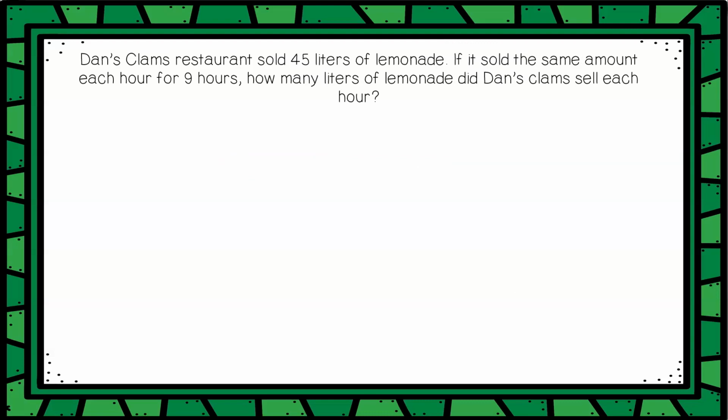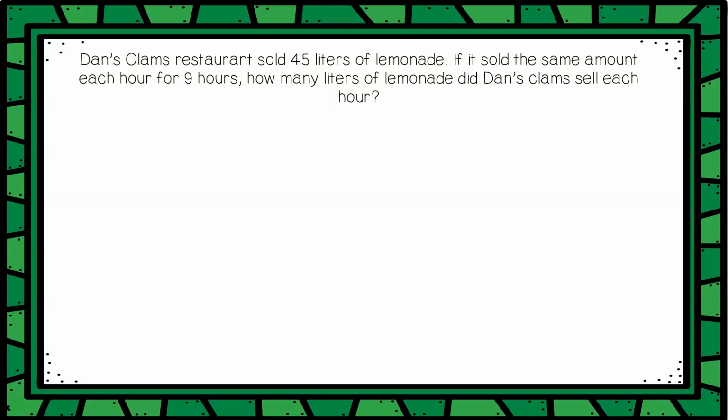Alright, let's move on to our next example. This example says, Dan's Clams restaurant sold 45 liters of lemonade. If it sold the same amount each hour for 9 hours, how many liters of lemonade did Dan's Clams sell each hour? We need to look for the keywords that tell us the type of equation we need to set up. We see the keyword each, which tells us that we could be doing multiplication or division.